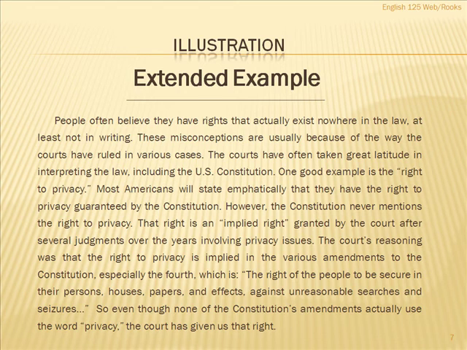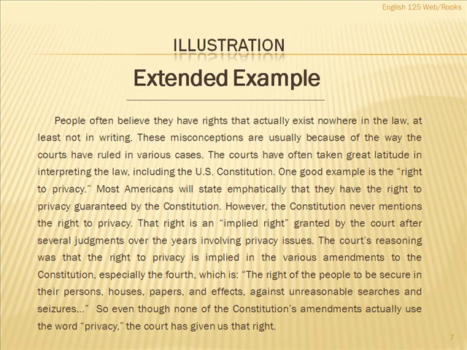The court's reasoning was that the right to privacy is implied in the various amendments to the Constitution, especially the fourth, which is the right of the people to be secure in their persons, houses, papers, and effects against unreasonable searches and seizures. So, even though none of the Constitution's amendments actually use the word privacy, the court has given us that right.